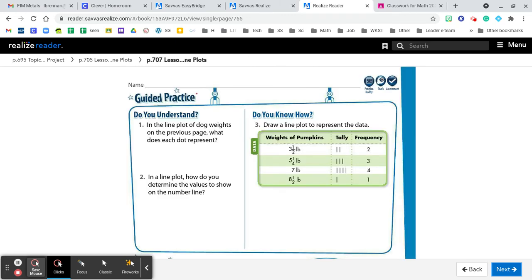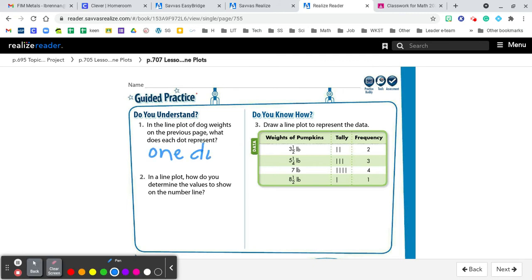On the next page, in the line plot of dog weights on the previous page, what does each dot represent? Each dot is the weight of one dog. One dog's weight. In a line plot, how do you determine the value to show on the number line? You have to look at your data set. It will determine your value.